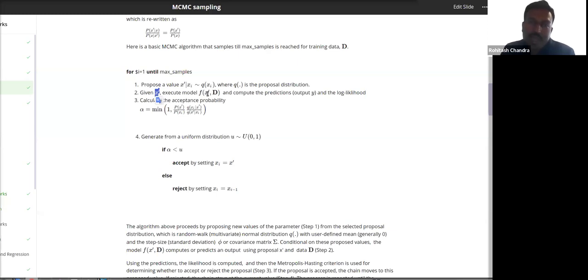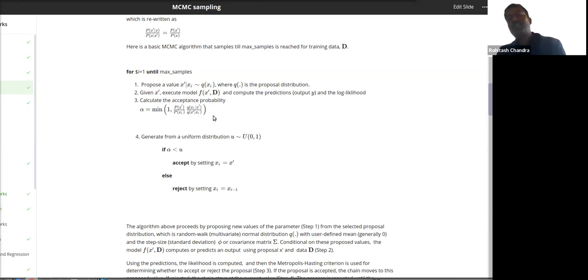You basically pass that to the neural network or the linear model given some data points, right? And this could be sunspot data, your iris classification data, and compute the predictions, the outputs for all the data points. And then you will compute the likelihood. And in this case, we will use the log likelihood. We'll go into the details of why likelihood, what is a likelihood, how a likelihood looks, how a log likelihood looks. And then we'll calculate the acceptance probability.